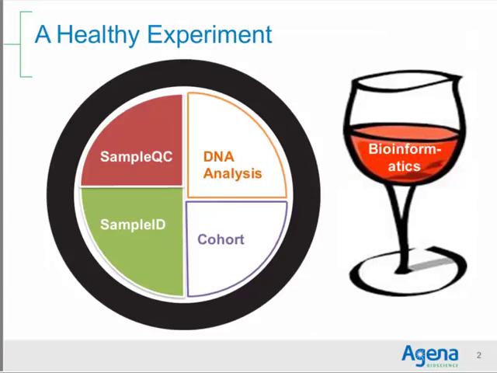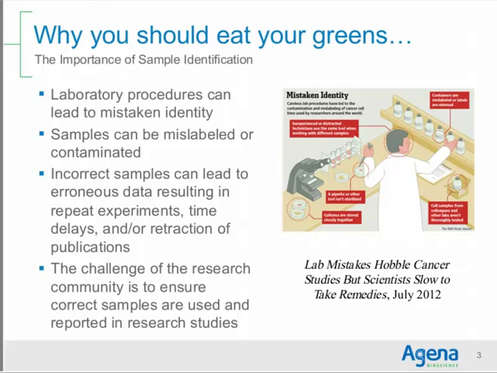So I like to think of an experiment like I think of a healthy meal. When we think of a meal, we often think about the hero of the dish. That might be a nice, big, juicy steak, piece of salmon, something else. When we think of an experiment, we also think of the hero of the dish, the DNA analysis on the cohort. But just like a meal, we need on the side some healthy greens and vegetables to keep ourselves healthy on the inside. We need sample ID and sample QC to keep our experimental pipeline healthy.